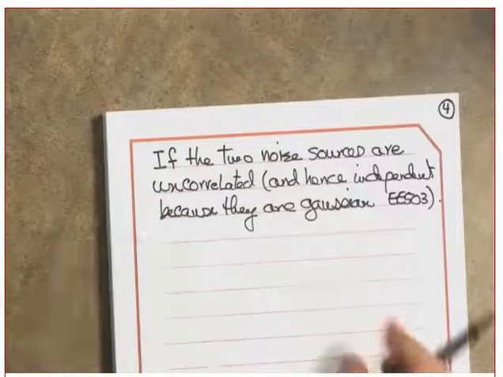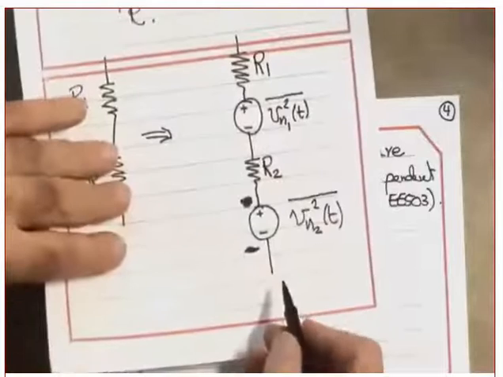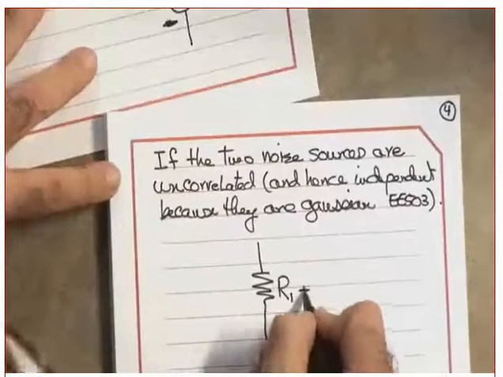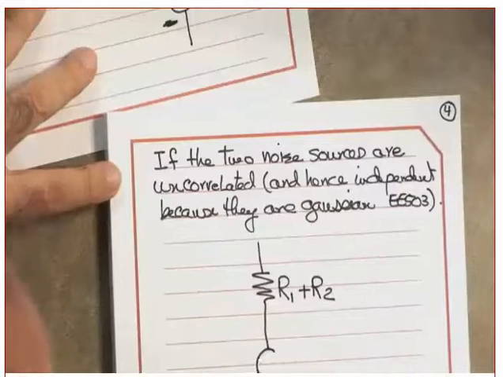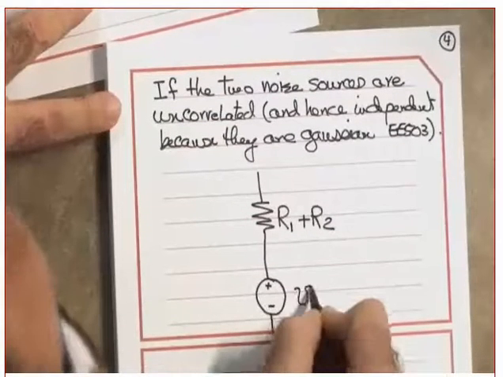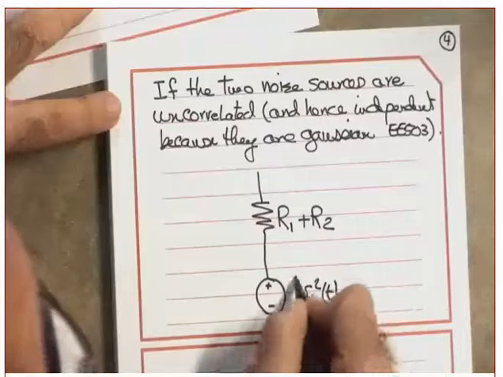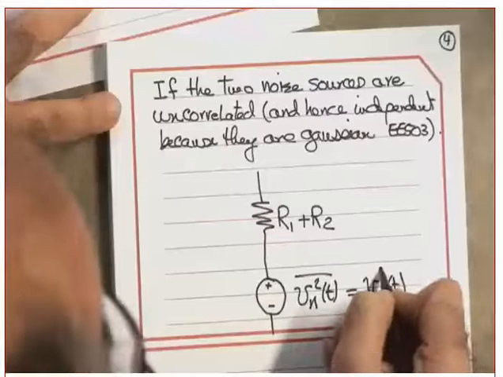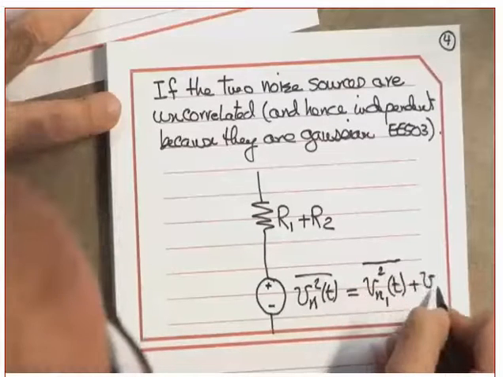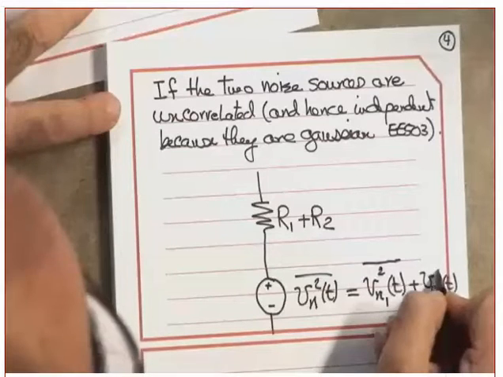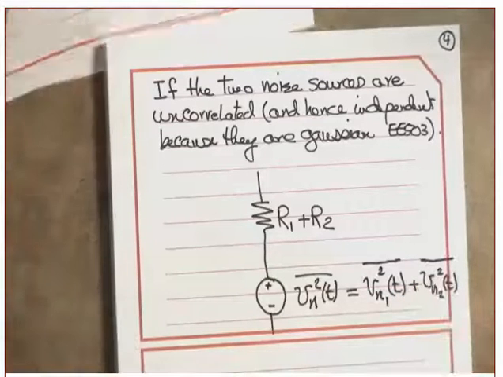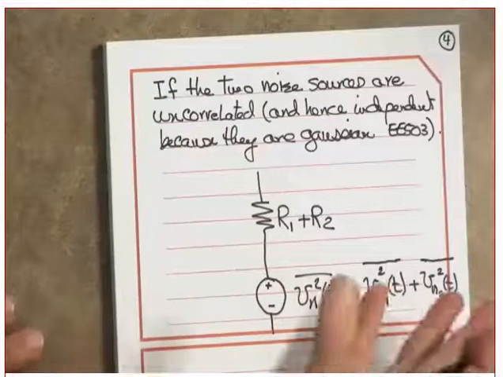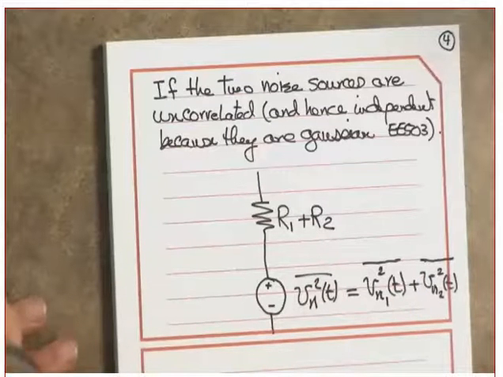Cannot hear you. What is the equivalent? Give me the equivalent. How would you model this? This is how you model. R1 plus R2. And what is this? Vn square of t, which is equal to Vn1 of t square plus Vn2 of t square, which means what did I do to the powers? I added them together. Did you understand what I just said?